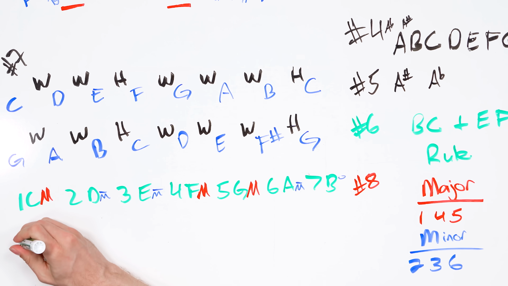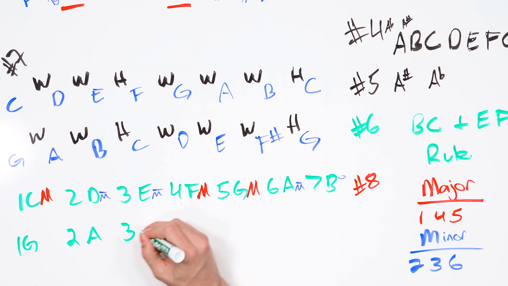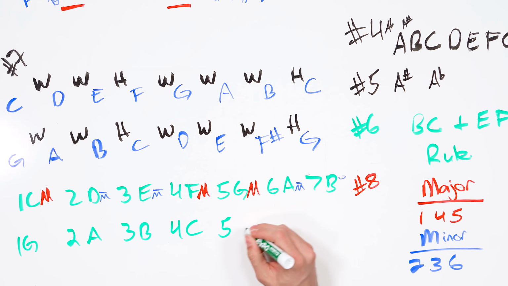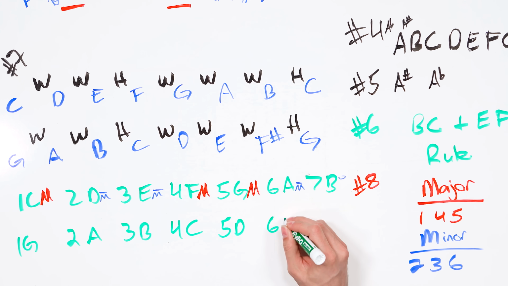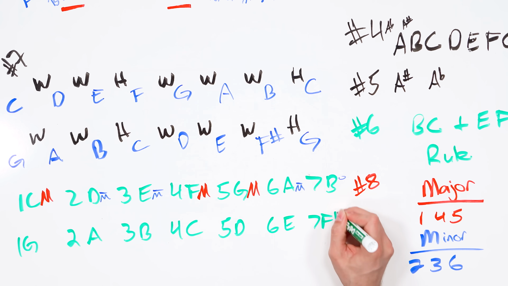Let's do the same thing for the key of G major. Just go through and write out that scale. G, 2 A, 3 B, 4 C, 5 D, 6 E, and 7, don't forget your sharp, F sharp. And then go through and do the same things. This is just something that you need to memorize over time. It'll come to you the more you look at the cheat sheet and the more songs you learn.